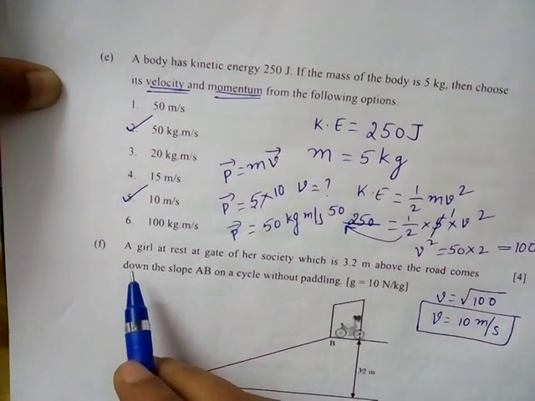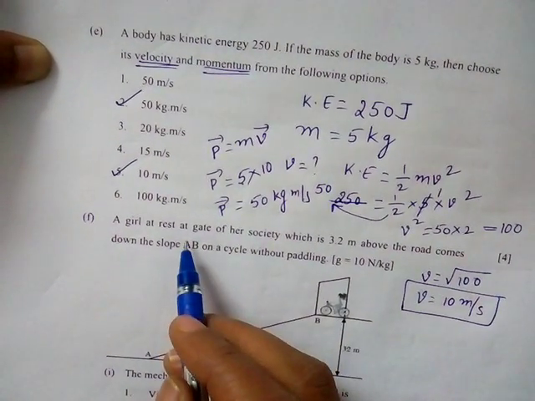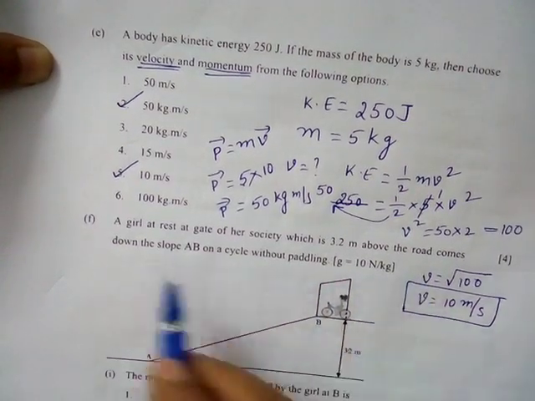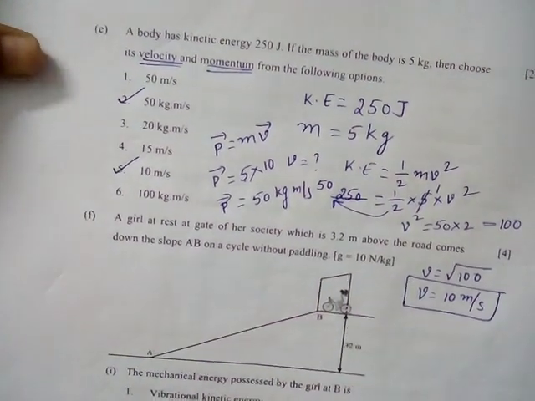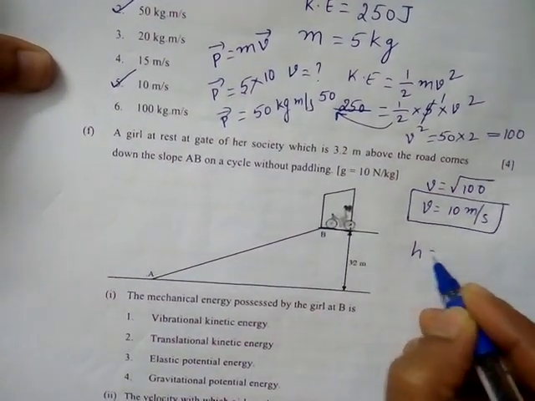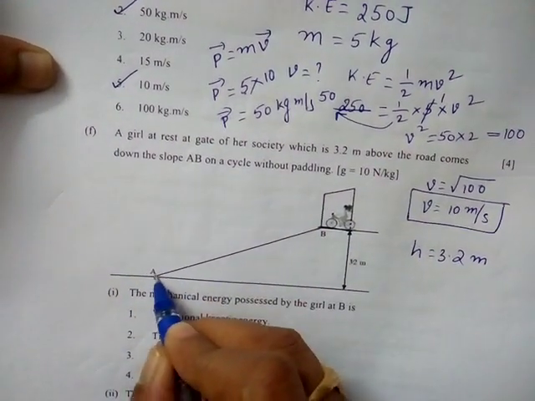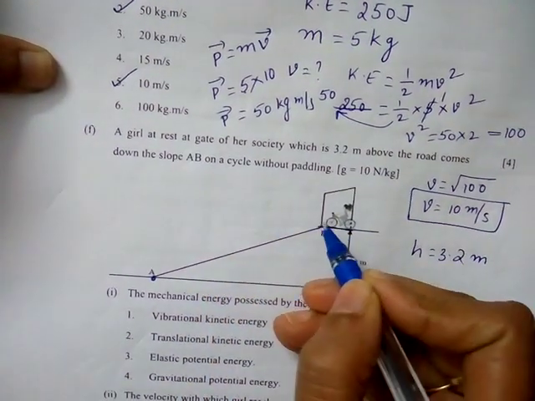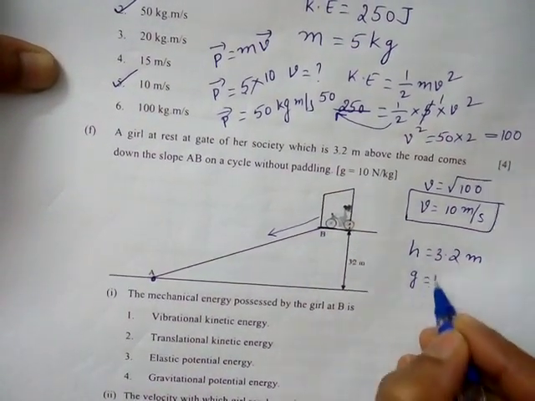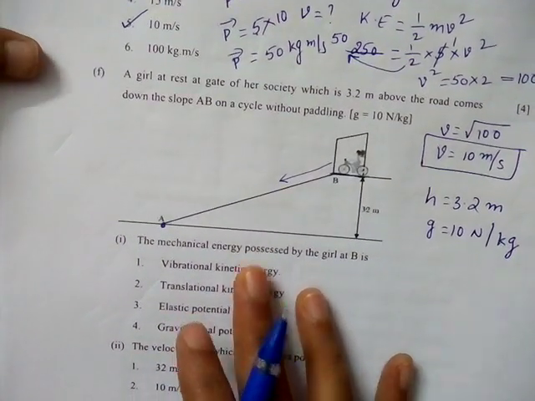Next, question F. A girl at rest at the gate of her society, which is 3.2 meter above the road, comes down the slope AB on a cycle. They have given the diagram. So she is at this height. Height is equal to 3.2 meter. She is coming down this slope AB on the cycle without pedaling. So when she is coming down the slope, she need not pedal. G value is given as 10 Newton per kg. The mechanical energy possessed by the girl at B is.